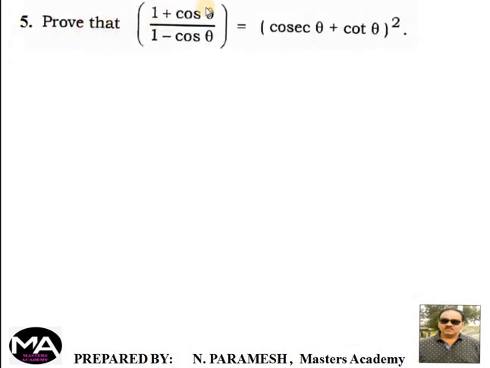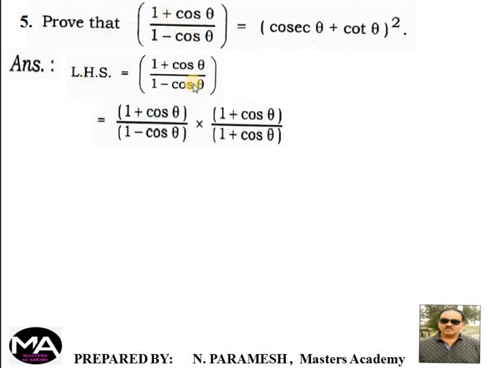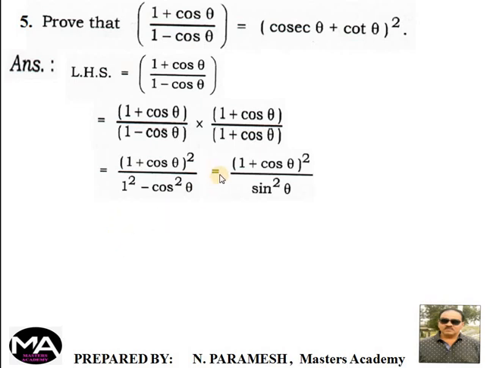Fifth, prove that (1 plus cos theta) divided by (1 minus cos theta) is equal to (cosecant theta plus cot theta) the whole square. Answer. LHS, 1 plus cos theta divided by 1 minus cos theta. Multiply and divide by 1 plus cos theta. 1 plus cos theta divided by 1 minus cos theta into 1 plus cos theta divided by 1 plus cos theta, that is equal to (a plus b) into (a plus b), whole square, (a minus b) into (a plus b), a square minus b square, that is equal to (1 plus cos theta) whole square, 1 square minus cos square theta, which is nothing but sin square theta.